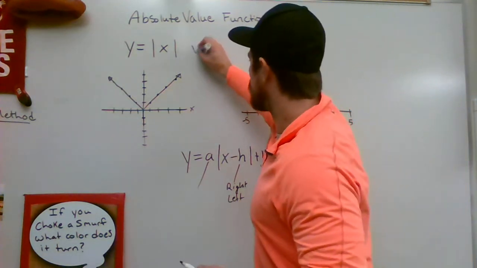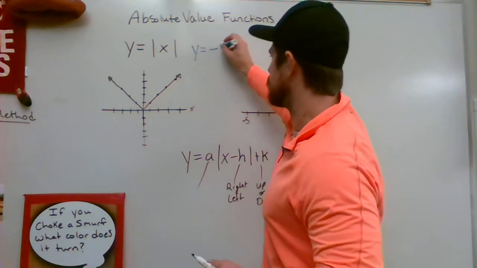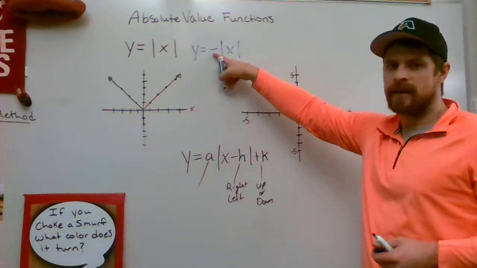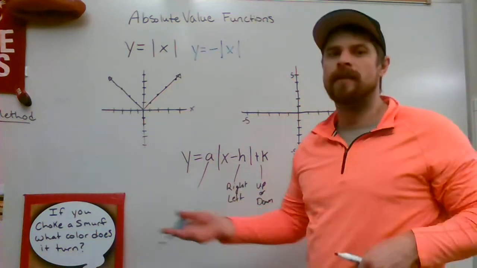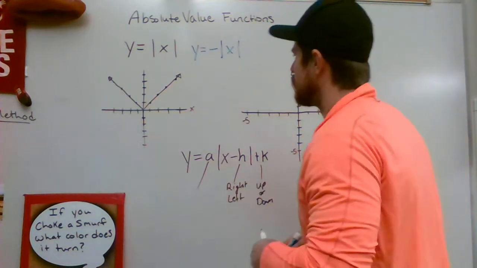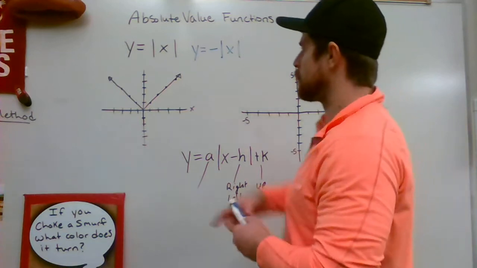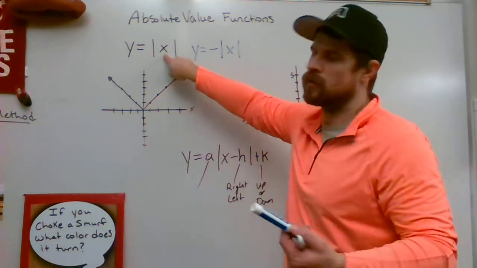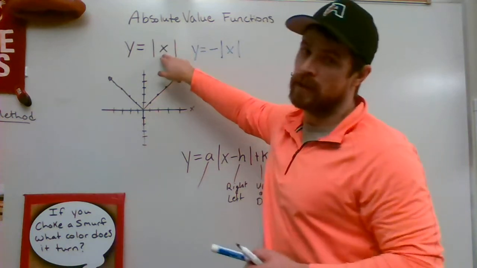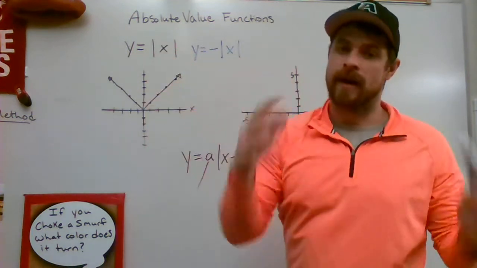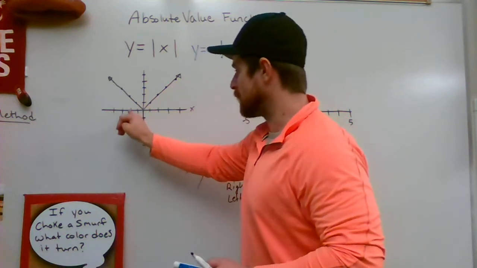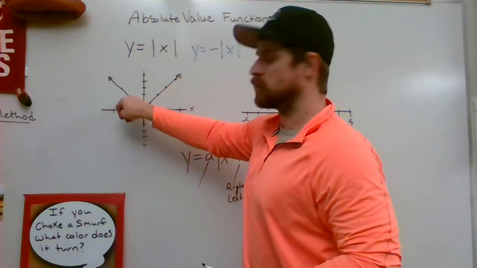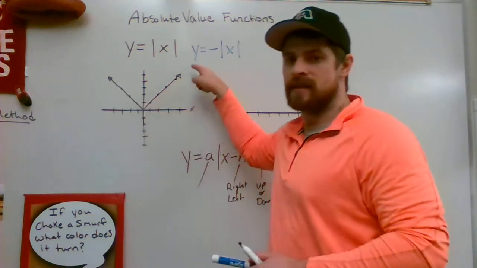But if I were to say y equals negative times the absolute value of x, that negative right there is going to take all my values and flip everything upside down. Because if you think about it, right now, if we put a 2 in right there, it becomes a 2. The absolute value of 2 is 2. Even if I put a negative 2 in there, it becomes a positive 2. That's why when we go to negative 2 on the x, we go up to positive 2 on the y, and it creates this V.